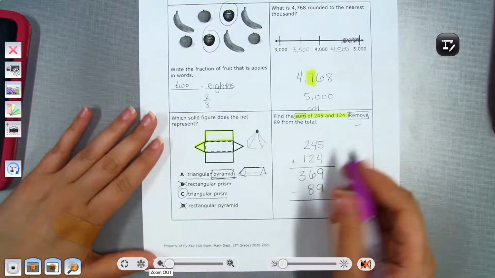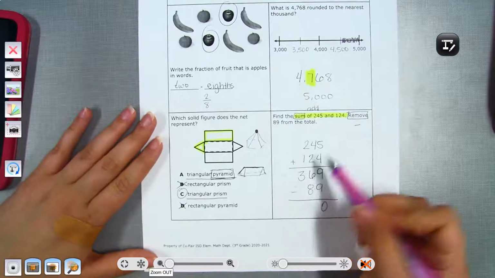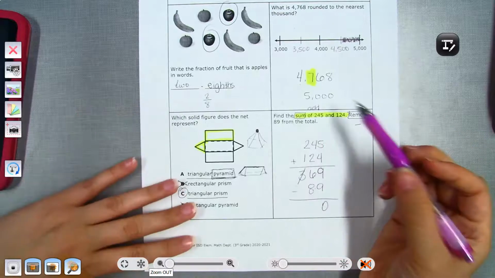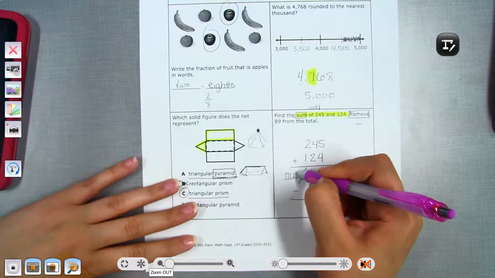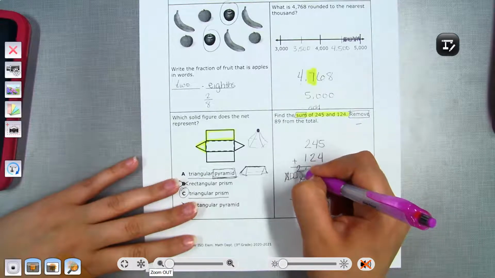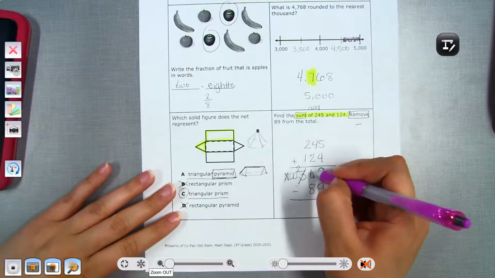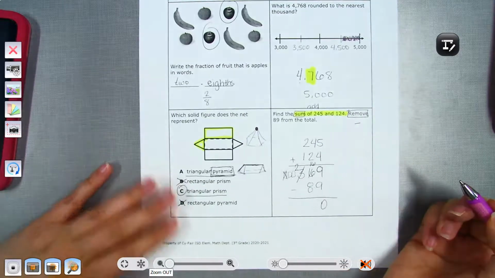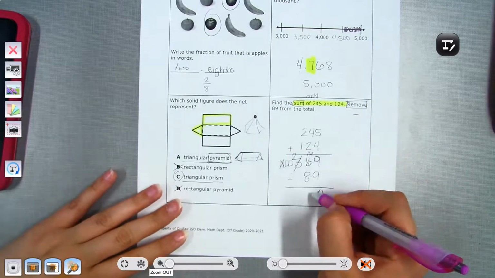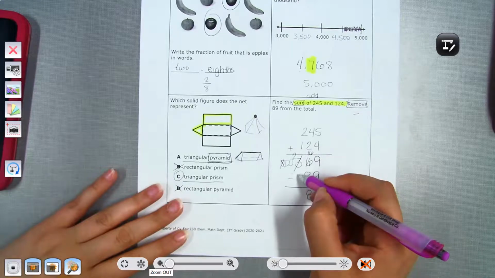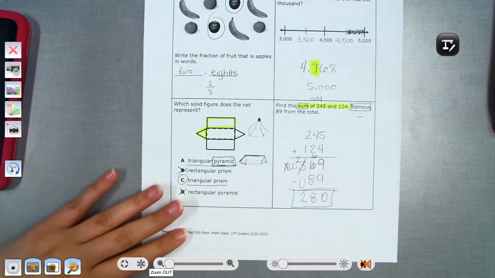So 9 minus 9 is 0. 6 minus 8. Can I take away 8 from 6? No, so I got to borrow. So I have 3 hundreds. I need to take one of these away, which leaves me with 2. I need to take that 100 and break it up into 10, so that gives me 16 tens. So 16 minus 8, I can do that, which is 8. And then 2 minus nothing is 2. So I have 280. All right, guys.